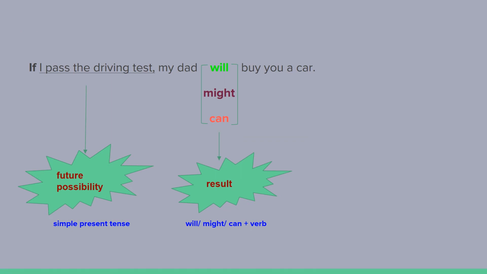If I pass the driving test, my dad will, might, or can buy me a car. Here, the sentence with if is a future possibility, and in future possibilities, as you can see, we use simple present tense. And in the result section, you can use will, might, or can plus the verb itself.